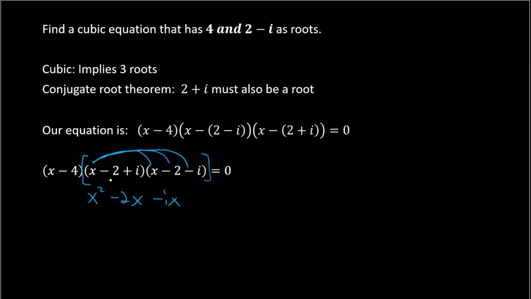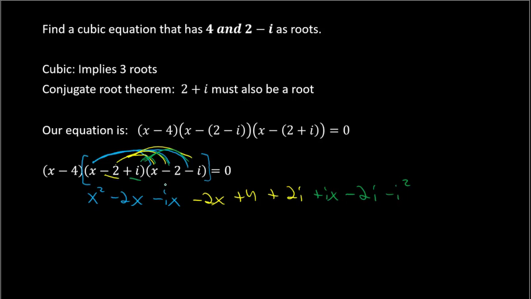And then same thing with this negative 2. Distribute that to all three terms. Negative 2 times x is negative 2x. Negative 2 times negative 2 is plus 4. Negative 2 times negative i is a positive 2i. And then same thing with the i right here. We distribute to all three terms. i times x is ix. i times negative 2 is negative 2i. i times negative i is negative i squared.